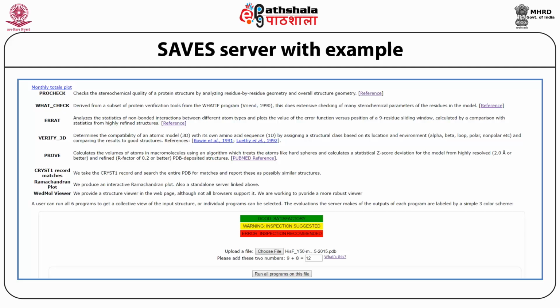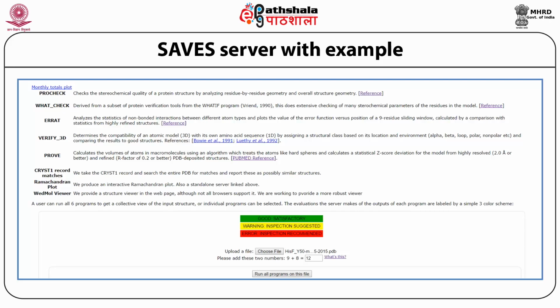Here you see a color code which is green, yellow, then red. Green means good, satisfactory. Yellow means a warning, or inspection is suggested. Red tells you that a lot of errors are observed in the structure. Basically you upload the PDB file, or if you want to look at the parameters for the template structure, you can give the PDB code also. So give the PDB file or PDB code, then run the programs on this file.